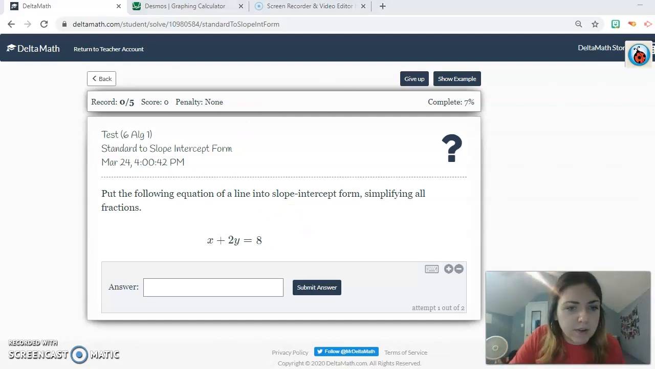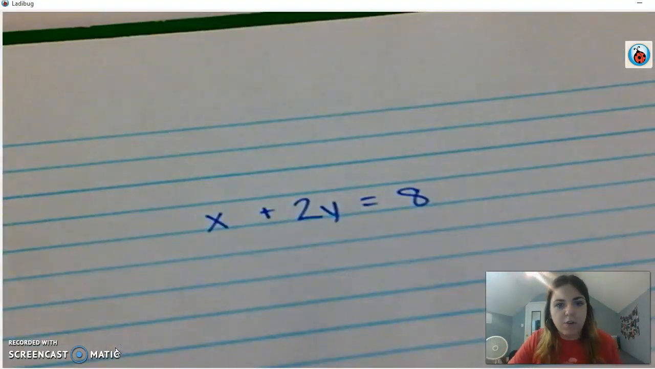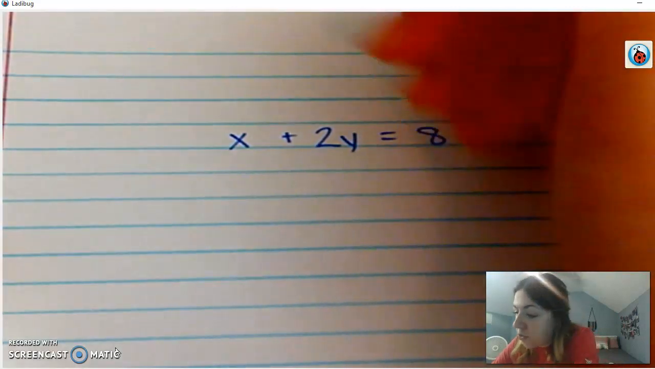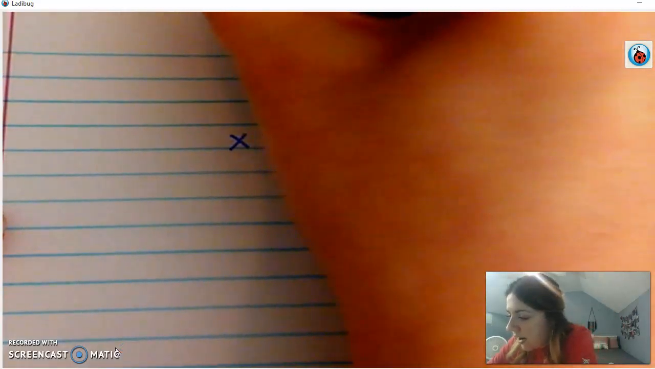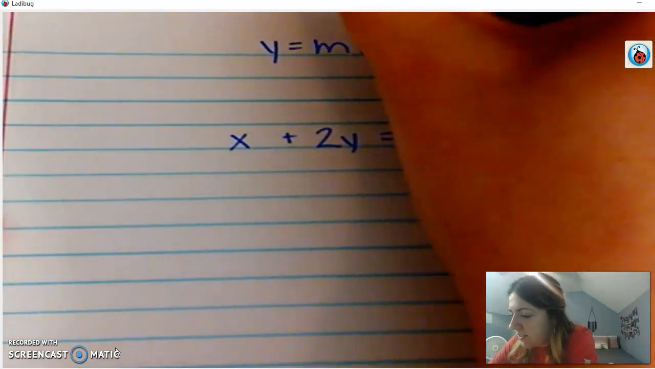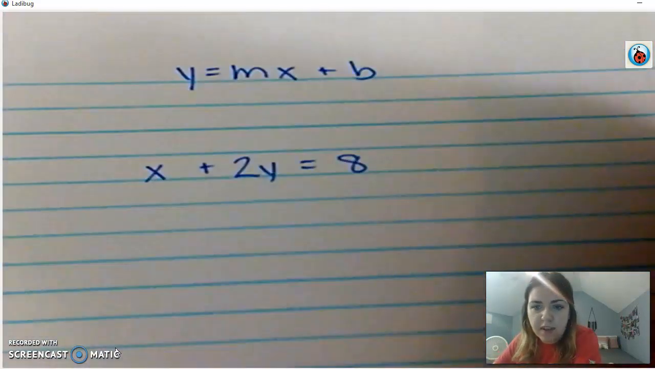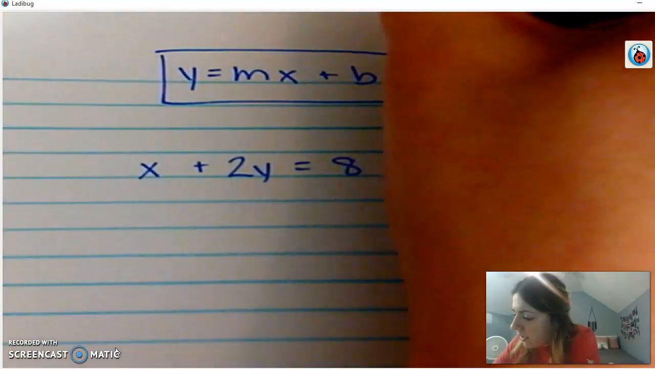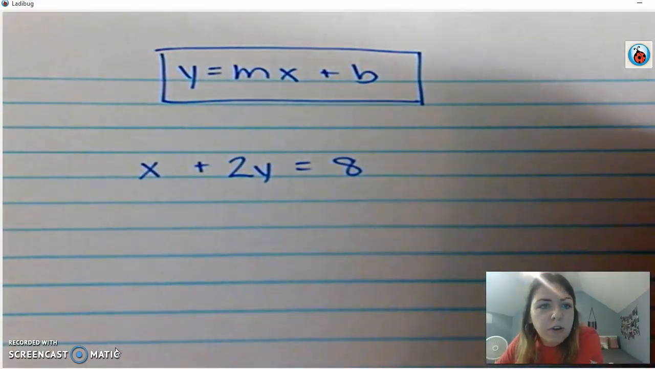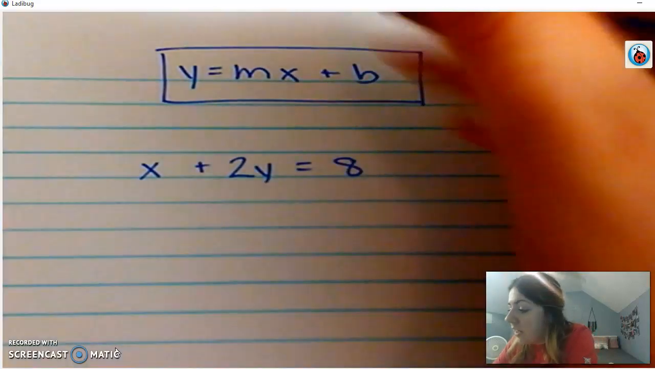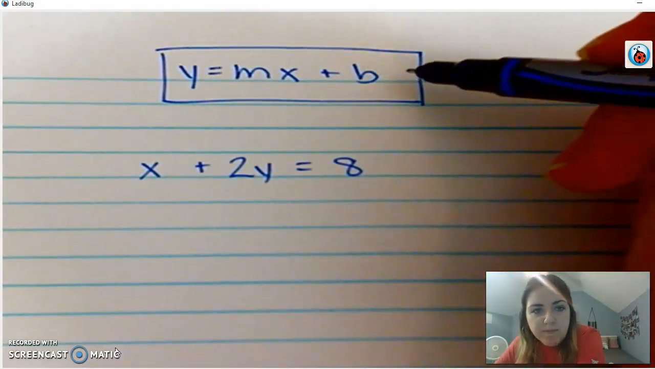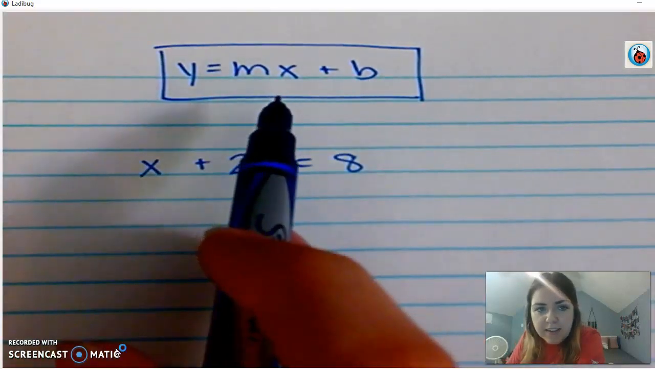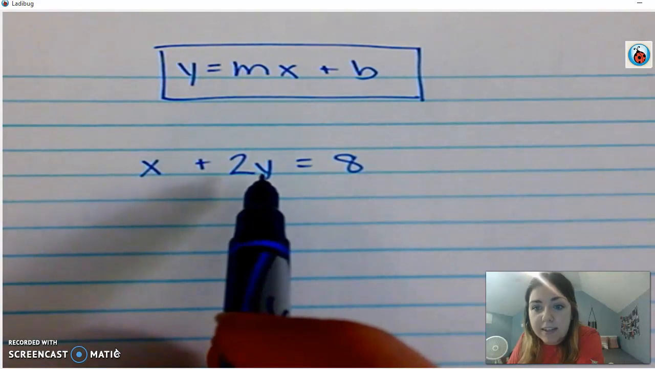Okay, so now, if you all want to follow along with me here, remember, slope-intercept form is y equals mx plus b. I know you all got so tired of hearing me say that, okay? But that is what you have to live and breathe and die by, okay? So y equals mx plus b. In order to change this to that, we're going to have to get y by itself.